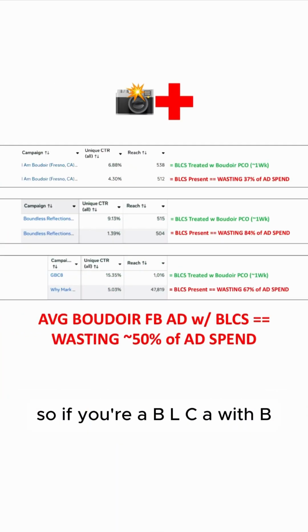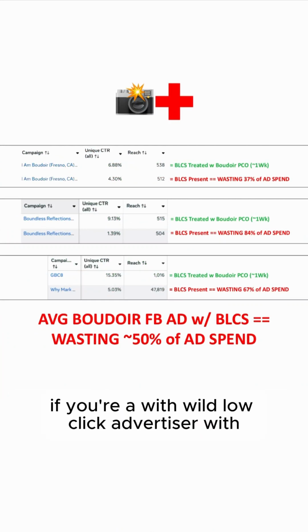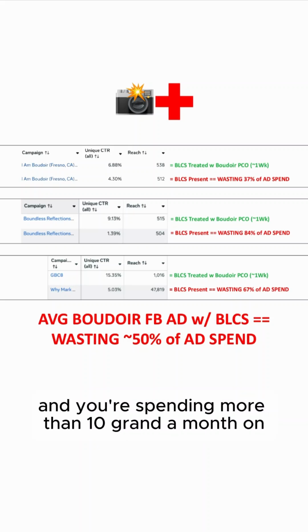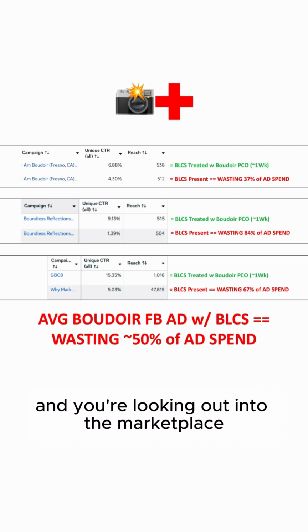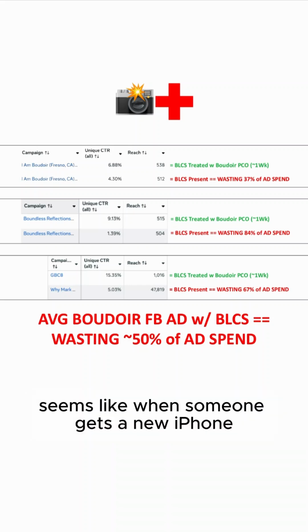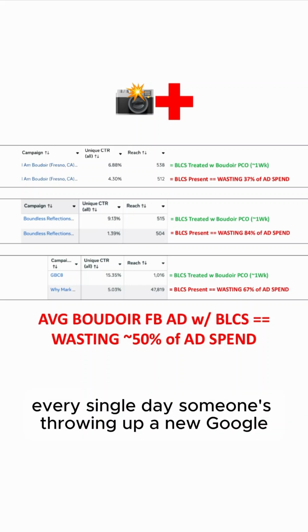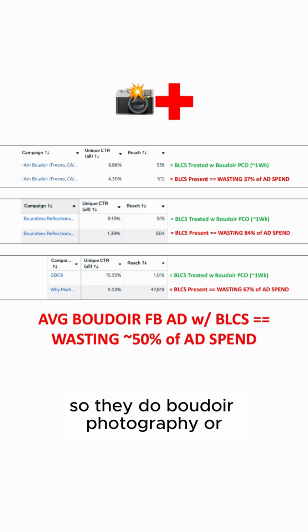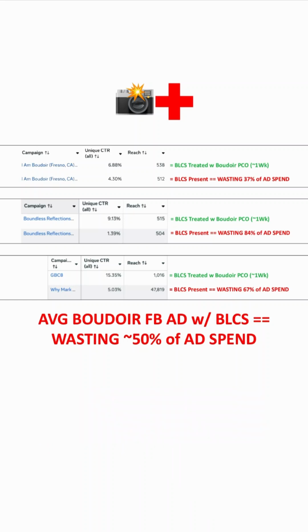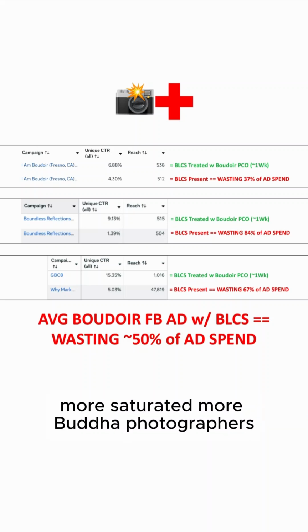We got Boudoir Pico. So if you're a BLCA with BLCS, if you're a Boudoir low click advertiser with Boudoir low click syndrome, and you're spending more than 10 grand a month on Boudoir Facebook ads, and you're looking out into the marketplace, seeing it get more and more saturated. It seems like when someone gets a new iPhone, every single day, someone's throwing up a new Google My Business profile on Google Maps, saying they do boudoir photography, or they get a new camera, they're posting in the mom groups on Facebook saying they do boudoir photo shoots.